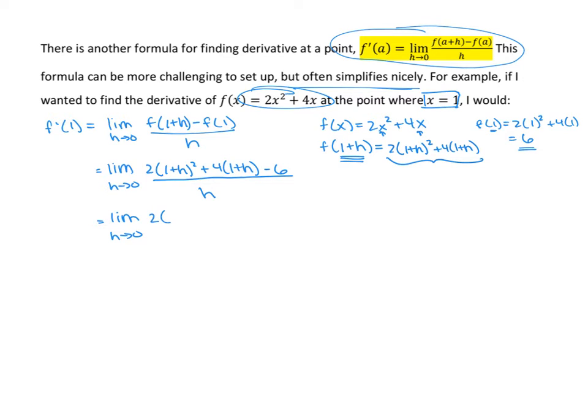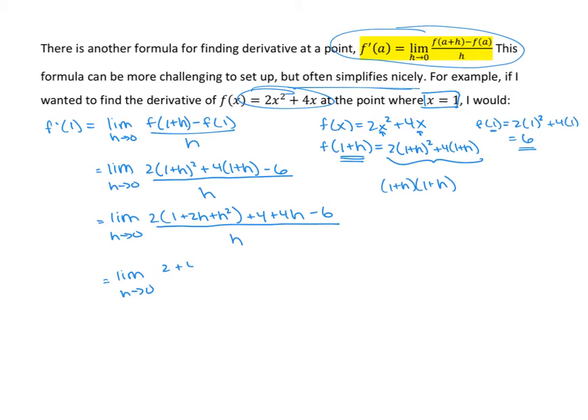Make sure for any expression like this 1 plus h squared, make sure that's something that you FOIL. That's really 1 plus h times 1 plus h. Don't skip the FOIL step. So that would be 1 plus 2h plus h squared. If I distribute the 4, I have plus 4 plus 4h. And that minus 6 is still there on the end, all over h. Now I'm just simplifying.